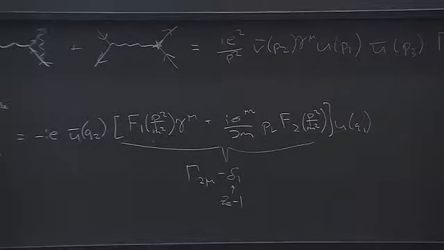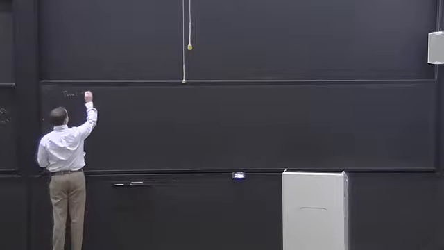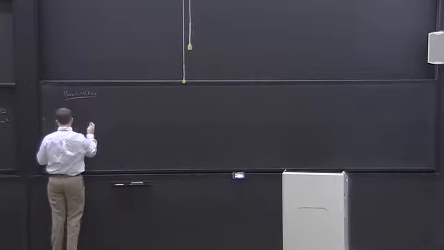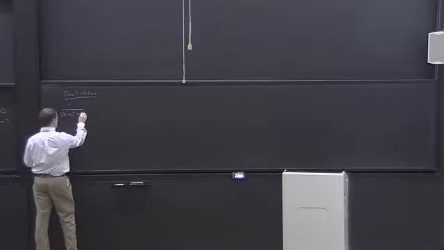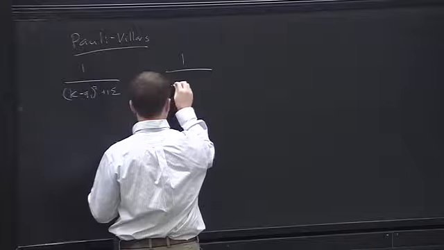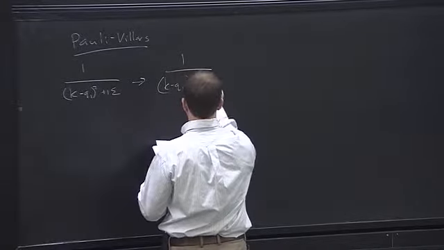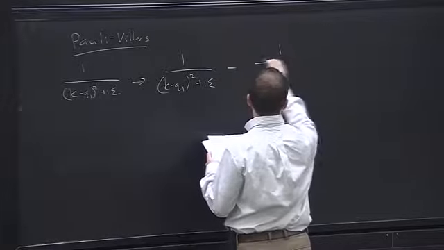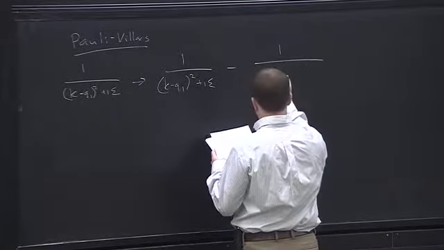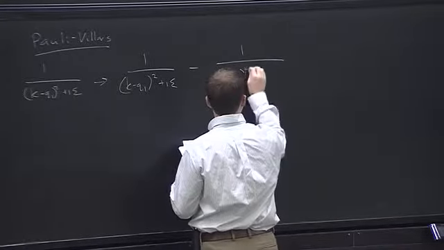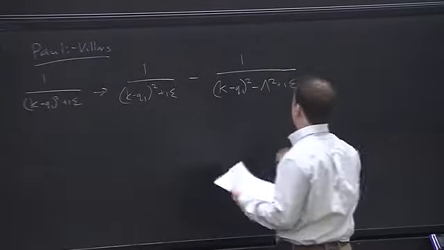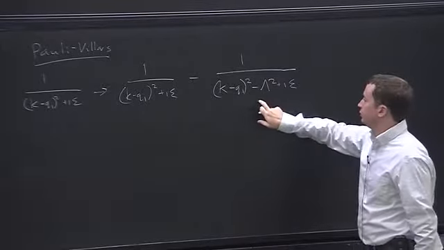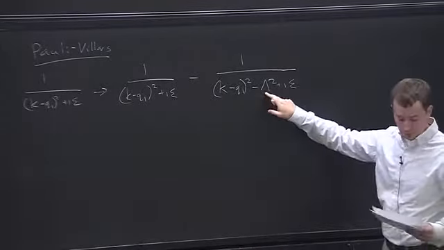So Pauli-Villars basically corresponds to replacing the propagator with the same propagator, the photon propagator, minus some heavy fictitious particle, sometimes called a ghost particle, that has a large mass lambda.